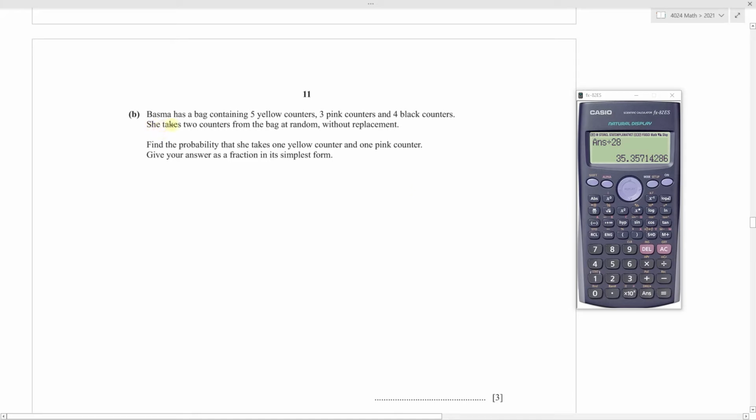Part B is Basma has a bag containing 5 yellow, 3 pink counters, and 4 black counters. She takes 2 counters from the bag at random, this time without replacement. Find the probability she takes 1 yellow counter and 1 pink counter. Give your answer as a fraction in its simplest form.